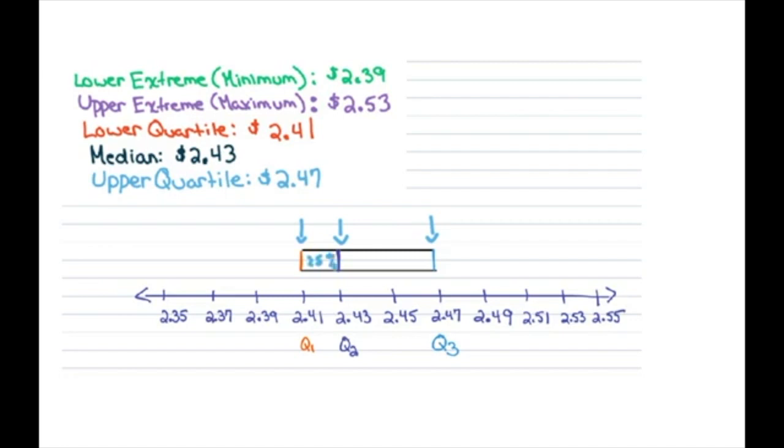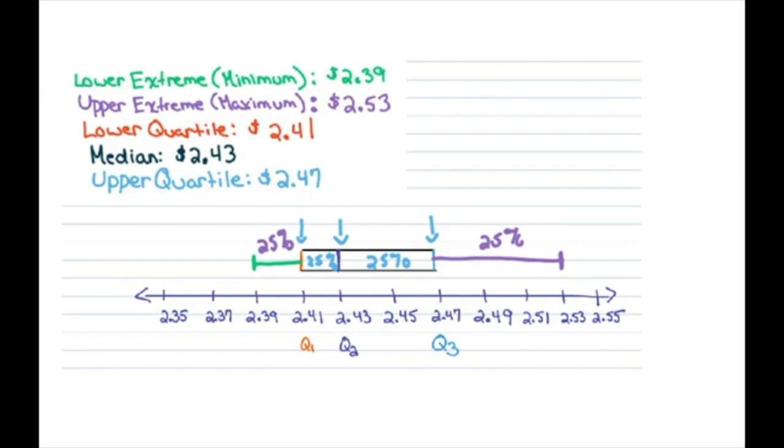Think of this as 25%, and this section as another 25%. But I'm not done just yet, because now I need to draw in the whiskers. I need one whisker to extend to the minimum value of $2.39. And now I need my upper extreme as well. I will draw this second whisker to $2.53. And remember, kids, we say that this box plot is divided into quartiles because technically I have 4 sections of these 25%. 1/4 of your data is less than Q1. And 1/4 of your data is greater than Q3.